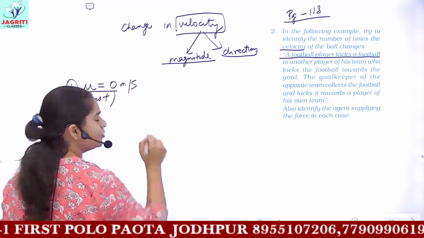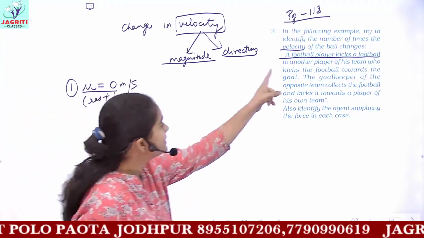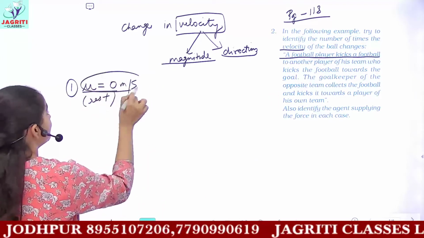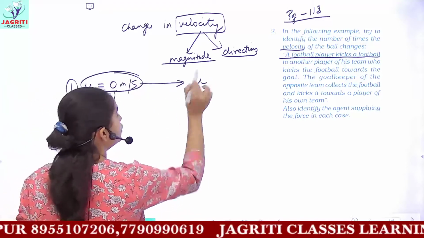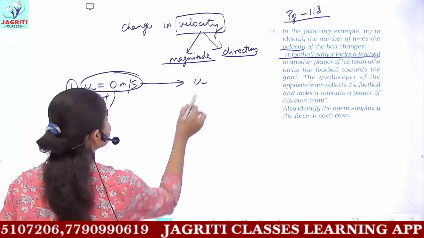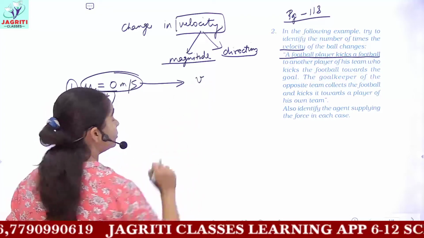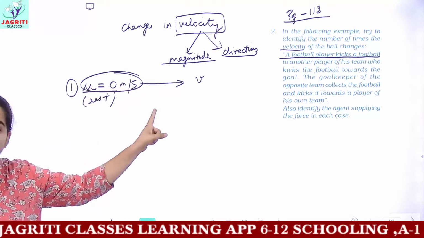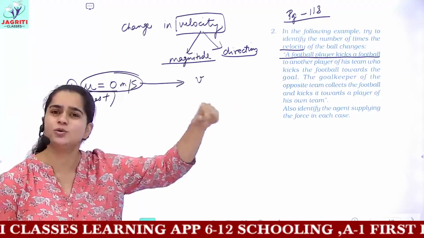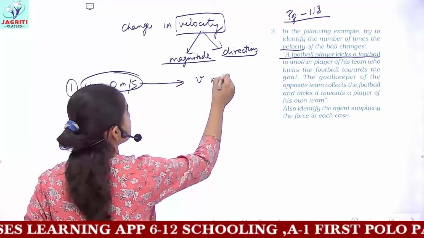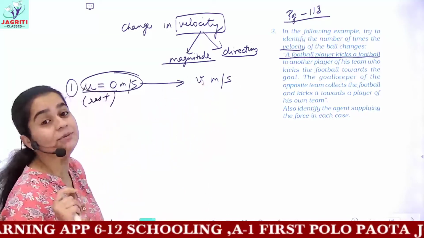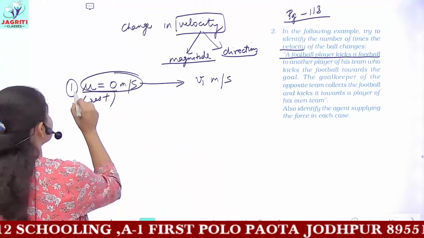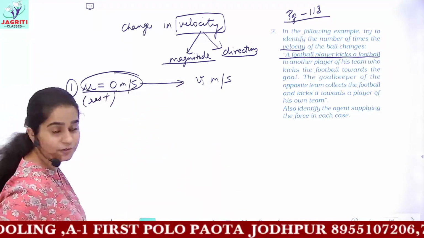You can write the unit meter per second. Then we said that the football player kicked the football. It means in the first case, the velocity became v from 0. So in the first line, we can infer that from the velocity 0 meter per second, the value of velocity changed to v. So now the velocity is, let's write it, v1 meter per second. Then let's read further. Here you can see there is one change in velocity from 0 to v1.